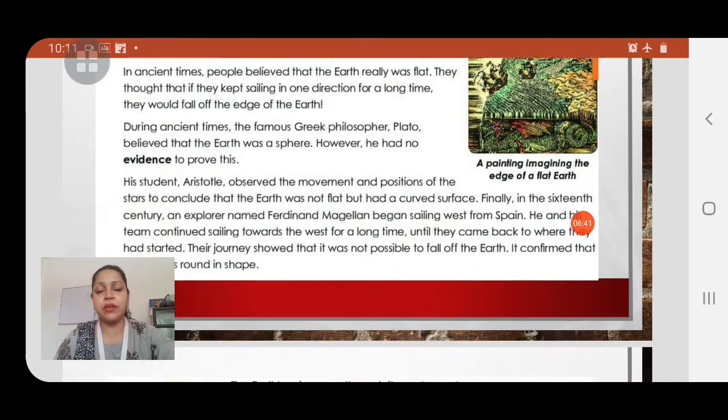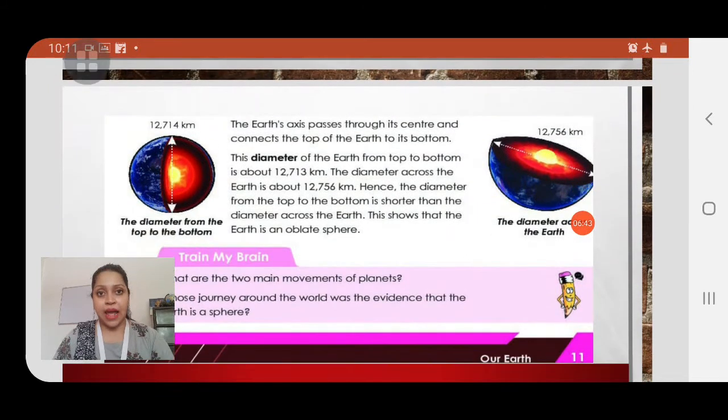Now next topic, we have the diameter of the earth. What is the total length of the earth from top to bottom? The length of the earth is what? 12713 kilometer, and in the middle it is 12756.